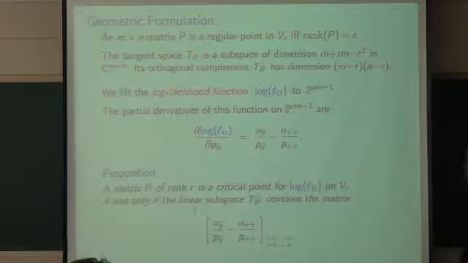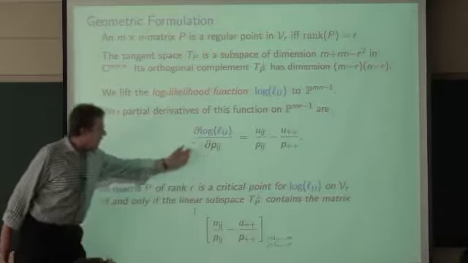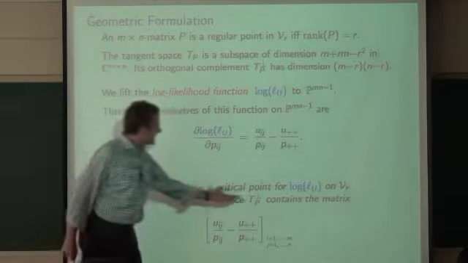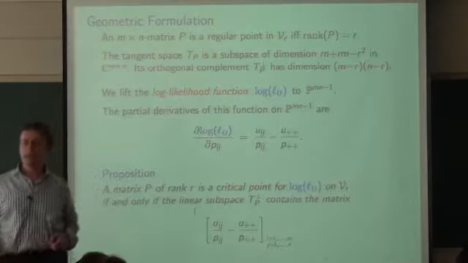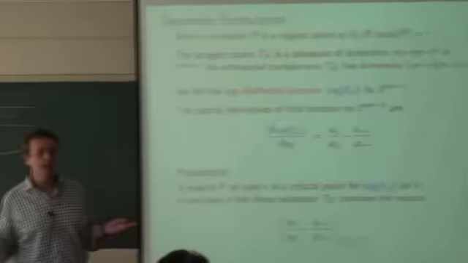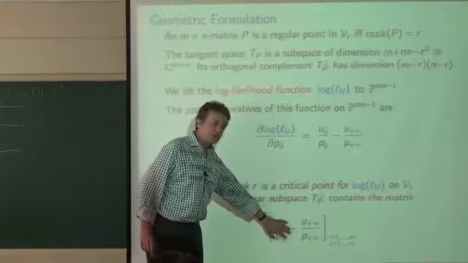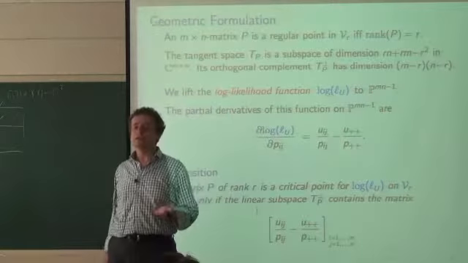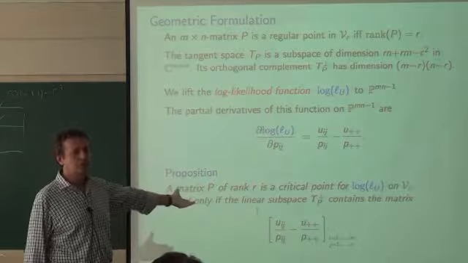Here's the proposition. A regular point, a matrix of rank R, is a critical point for this rational function if and only if the linear space perpendicular to the tangent space contains the gradient. So this is exactly what I said. That's called Lagrange multiplier. Lagrange multiplier says the gradient of our function should be perpendicular to the tangent space at the point of interest. So this is a system of equations we need to solve.